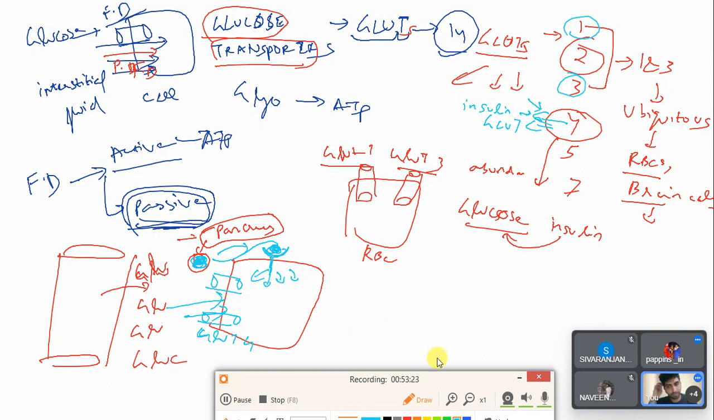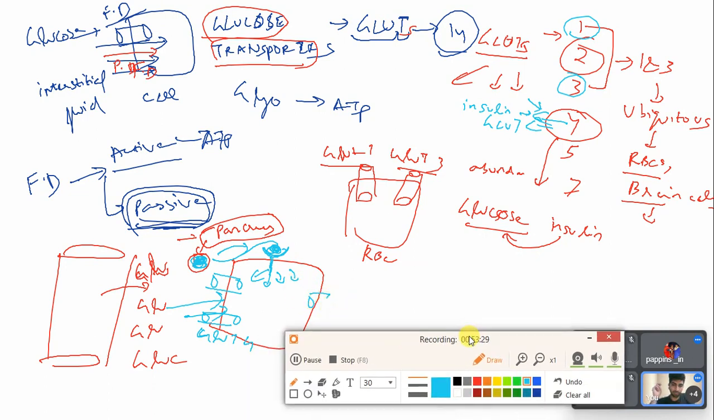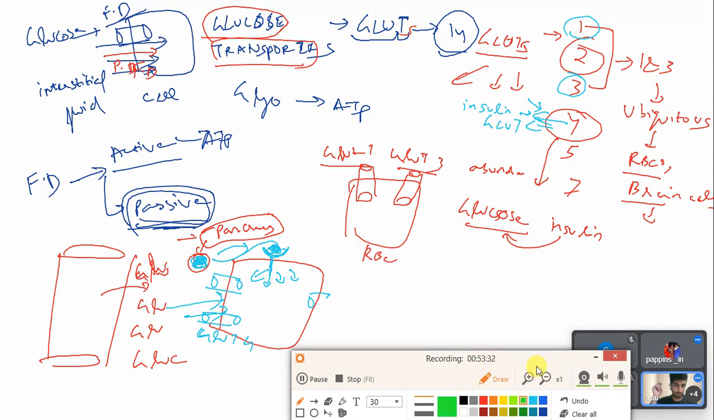There will be GLUT1, GLUT3. So in this cell, as we have already discussed, GLUT1 and GLUT3 are ubiquitously present, but they are in abundance in number in erythrocytes and brain cells. But they are not under the influence of insulin.